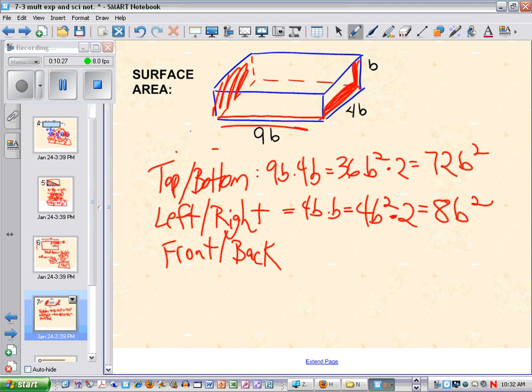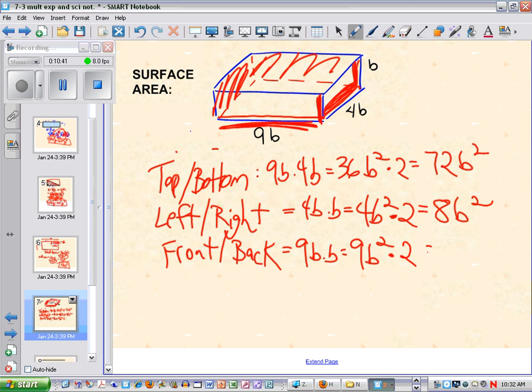Front, back. Well, I see the front. We've got 9b by b. So 9b times b, 9b squared. But we need to double it so that we can have the back also. So times 2 gives us 18b squared. So we found all the faces. Let's add them all up. 72 plus 8 would be 80, plus 18 would be 98b squared.